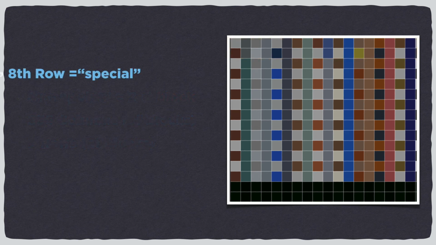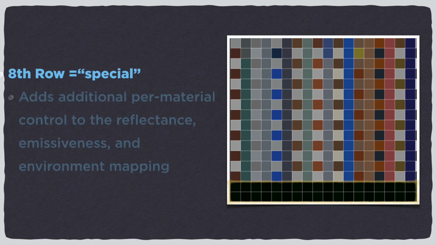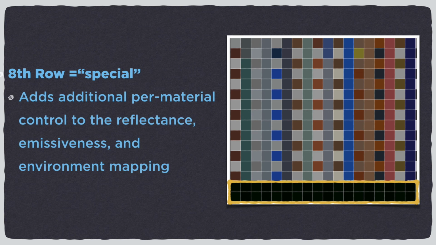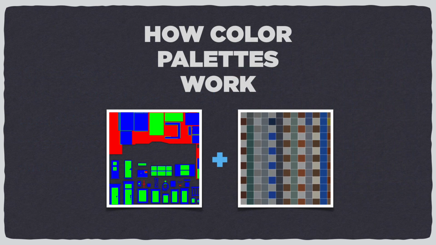If you look closely, you'll see an 8th row. It appears that there's no data here, but if there were, it would define special properties. And the special properties that I'm aware of are per material control of reflectance, emissiveness, and environment mapping. So looking at the very bottom left block, each pixel within that block, I'm guessing, controls one of these effects. Using a color control map from a material set, I can demonstrate how SimCity applies colors to materials.